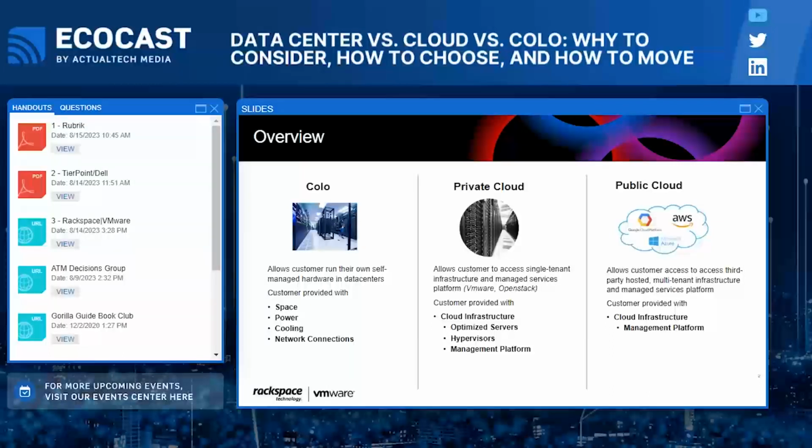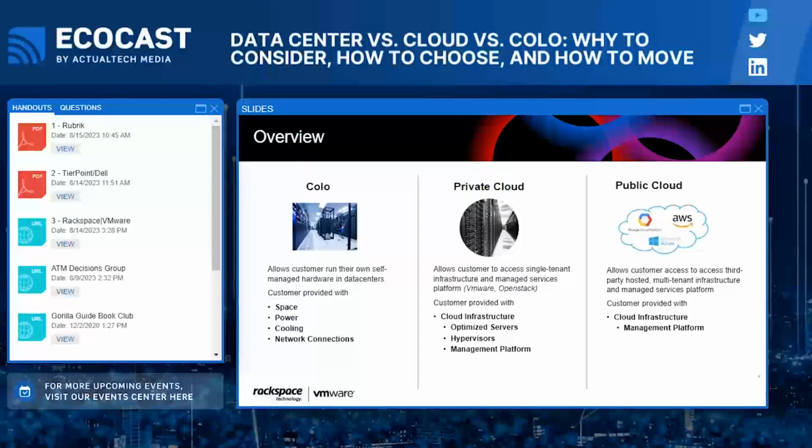Private cloud allows customers access to a single tenant infrastructure and managed services platform. We do have different cloud platforms. VMware is one of our primary private cloud offerings for our customers. In addition to all the benefits from Colo, the customer gets cloud infrastructure, which includes optimized physical servers, hypervisors, and the management platform for the cloud.